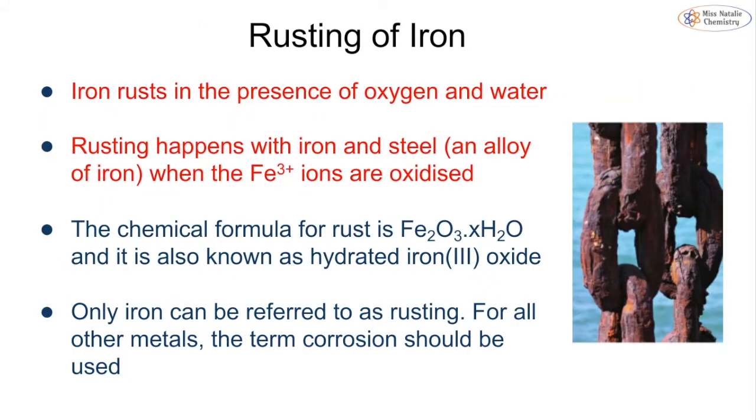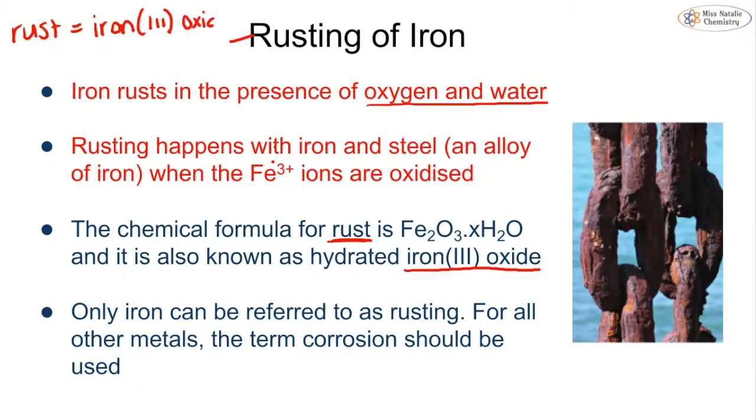Now let's move on to the last part, which is rusting of iron. Iron is going to rust in the presence of oxygen and water. Rusting happens when iron and steel form iron 3 ions, and we get this oxidation reaction happening. The iron is going to form a substance called iron 3 oxide, which is also known as rust. So rust, the proper chemical name, is iron 3 oxide.